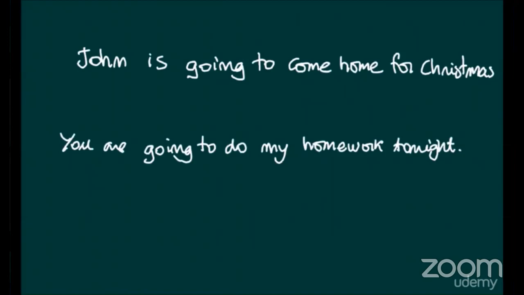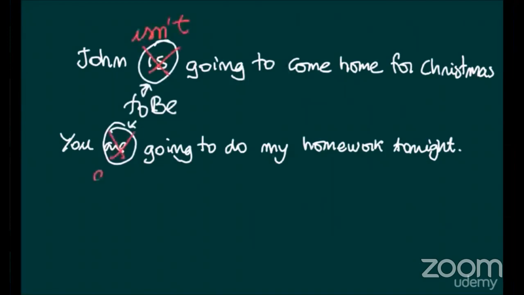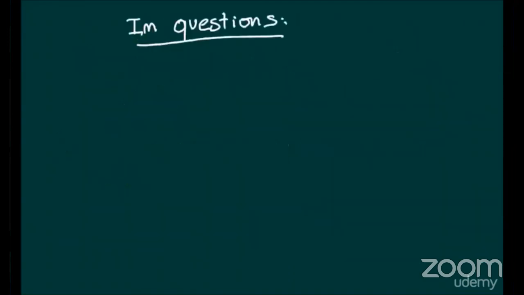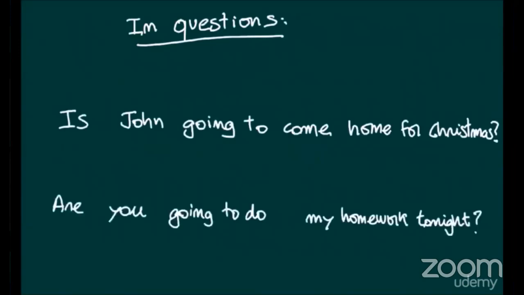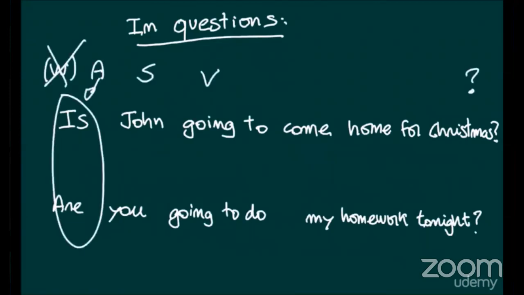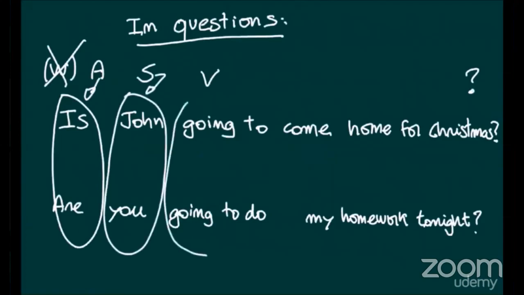As we have a verb to be, the negative sentences and questions are created with the verb to be. The negatives are, John isn't going to come home for Christmas. You aren't going to do homework tonight. And the questions are, is John going to come home for Christmas? Are you going to do homework tonight? Check that we are using our WASV formula, where are is the auxiliary, you is the subject, and going to is the verb.